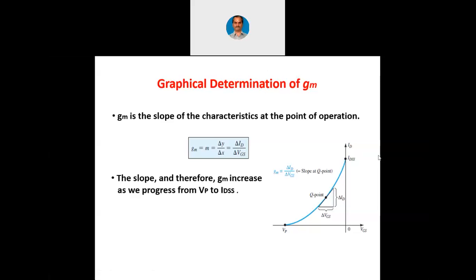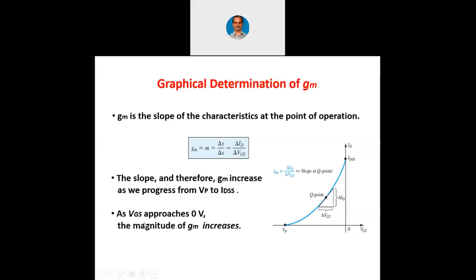But our point of interest is the Q point itself. We are not interested in taking the slope elsewhere. We are interested in taking the slope of the transfer curve at the Q point itself, because that is where we are operating the JFET. Otherwise, there can be serious errors now, because gm will keep changing from VP till IDSS.